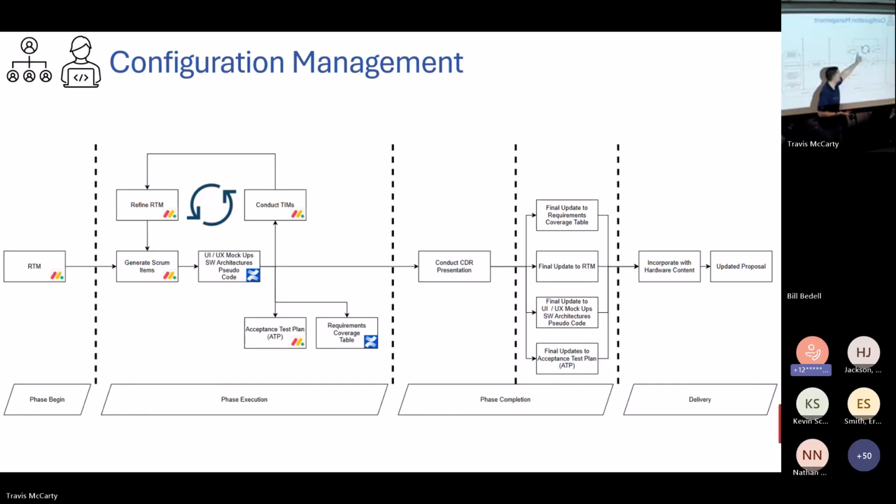And so we're doing this over and over again. We're updating our acceptance test plan, which remember is linked to the RTM. And then we've got that requirements coverage table, that side-by-side comparison. Here's the requirement, here are all the designs that satisfy the requirement, right? So we're doing that over and over again. And at some point in time, ship it, right?